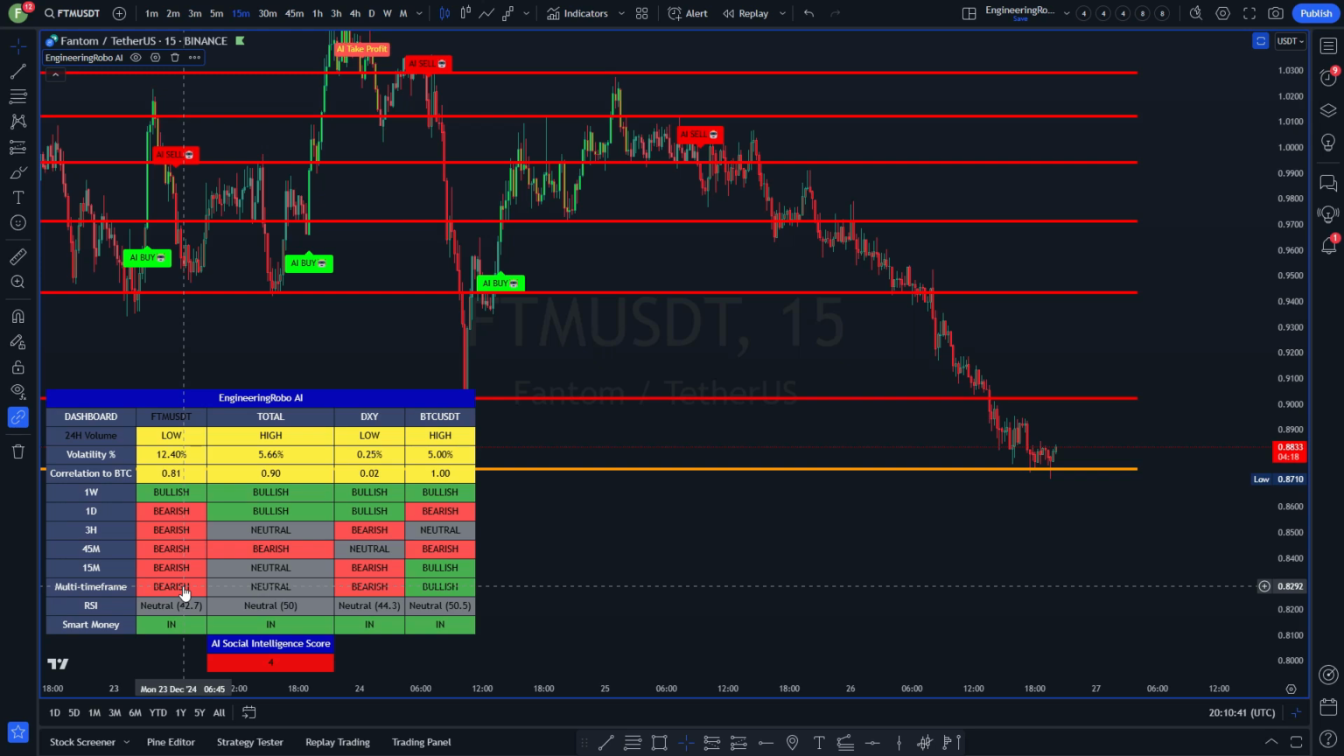If this coin is to turn, it will turn first on the smaller time frame, and then gradually we would see bullish behavior going all the way up. But from a long-term perspective, on a weekly time frame, it is certainly still bullish, but very, very red at the moment.